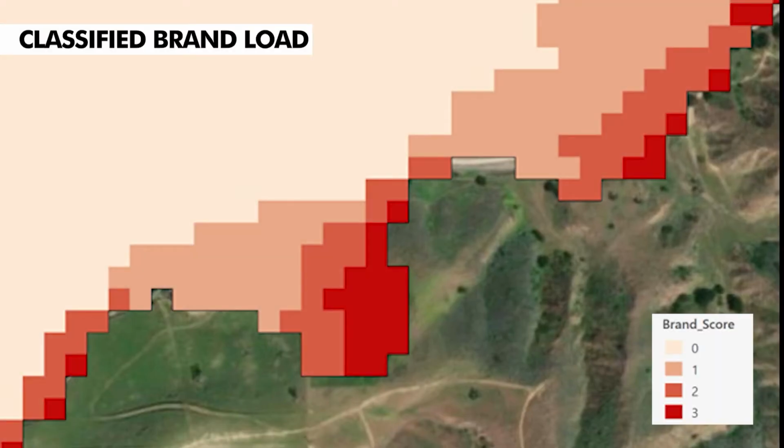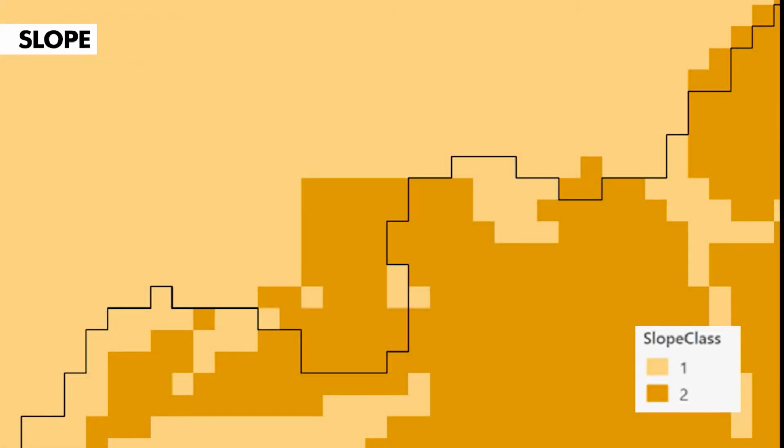The first input is classified brand load, which has values of 0, 1, 2, or 3, reflecting increasing amounts of embers or firebrands impacting an area. As mentioned before, the brand load is a function of vegetation type and burn probability in the adjacent wildland and the wind patterns in the area. More embers landing on a grid cell will result in a lower value in the cost surface and wider buffers of FHSZ. The second input is classified slope, which has a value of 1 for areas with slope less than 20% and a value of 2 for areas with slope greater than 20%.